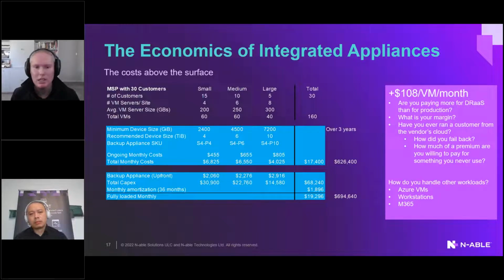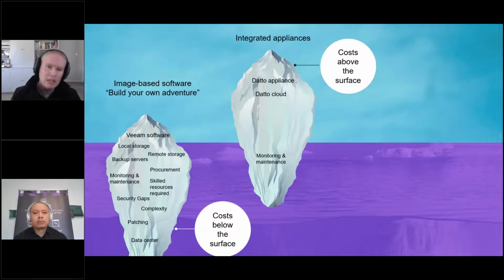And what about things like your Azure VMs? If it's not included, workstations not included, Microsoft 365 not included. What about those? Things worth thinking about. And Datto doesn't actually want to charge this egregious pricing, but the underlying cost structure of theirs makes it impossible to do otherwise. And I'll show you why.